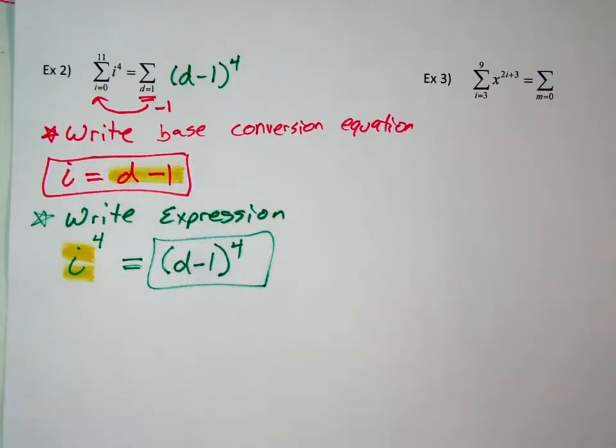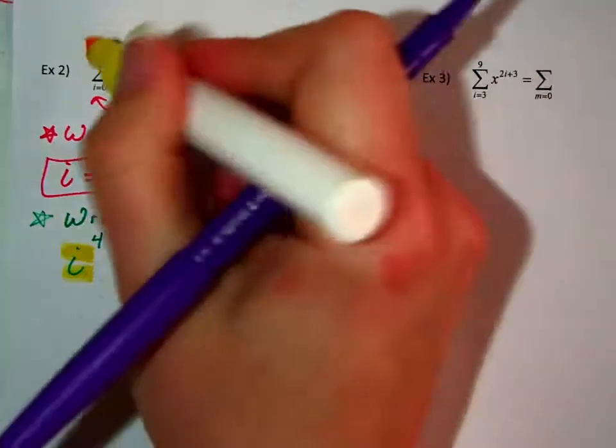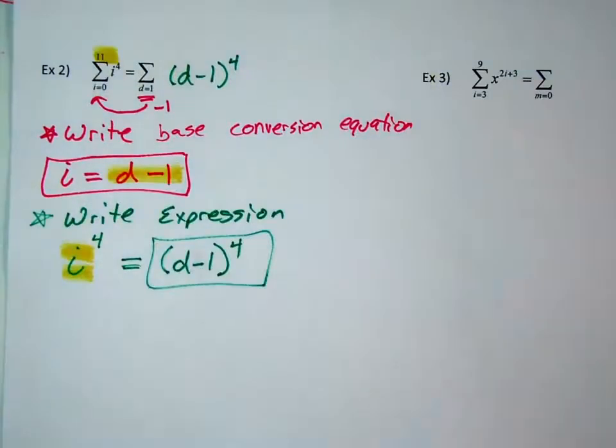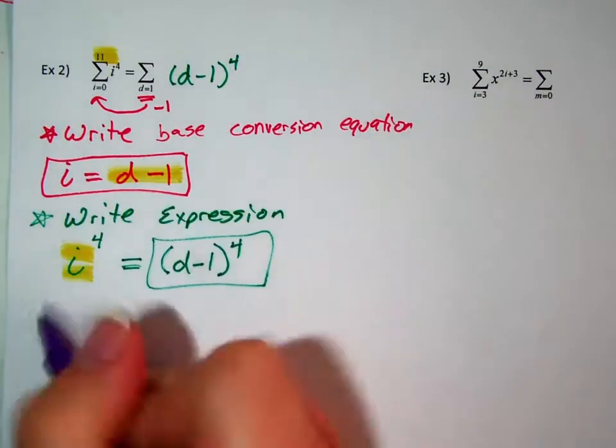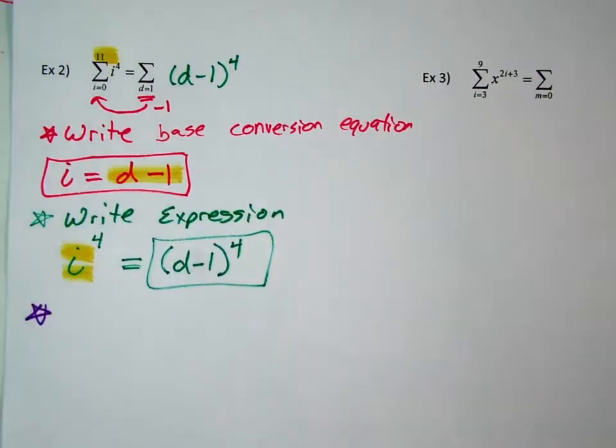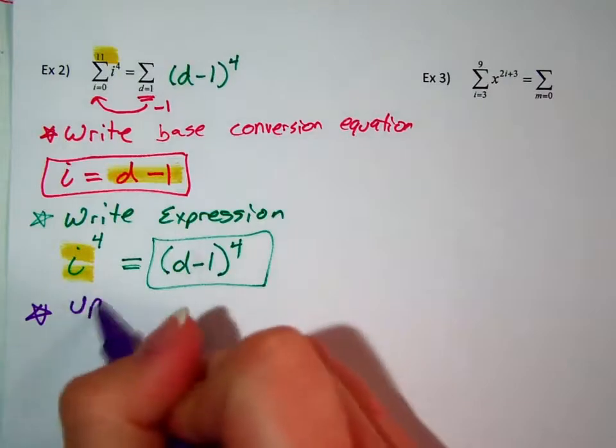Now that we've written that part of the equation, the next step is we have to figure out what our new upper index should be, because we need to figure out what should go on top of that sigma notation for our new piece. So the next part would be to find the upper index.